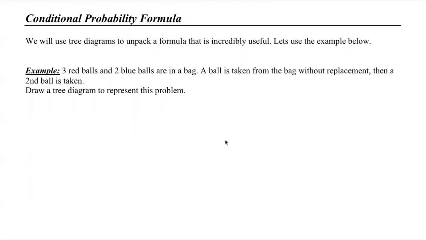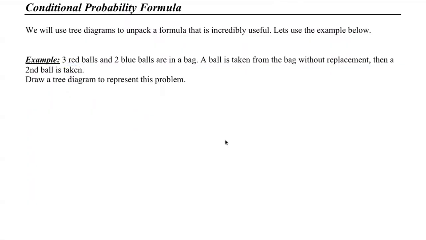Now, essentially, when we're thinking about conditional probability, we're talking almost entirely about dependent events. As in, the next event will depend on the first one. A great example to have a look at this is tree diagrams without replacement. Okay. So let's draw a tree diagram to represent this problem, and then we'll use it to unpack the formula. Now, we have three red balls and we have two blue balls in a bag.